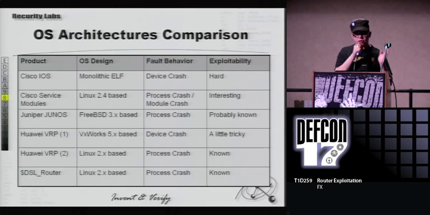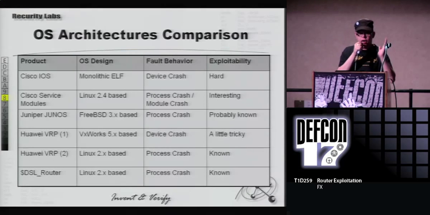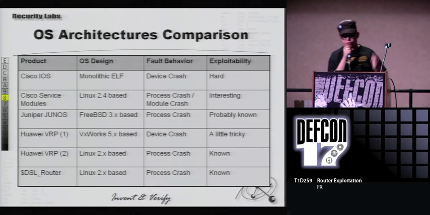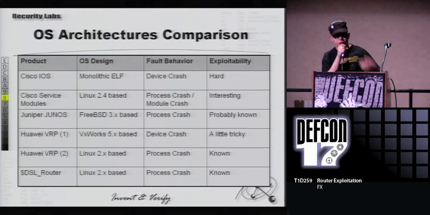The service modules are actually running on Linux, so there only the process crashes. The router keeps forwarding. Exploitability is a lot easier. Juniper is running FreeBSD. I was told that they actually upgraded to FreeBSD 6. So thanks for letting me know. I didn't know that. And they are a standard Unix, right? You find a vulnerability, you exploit it, bam.